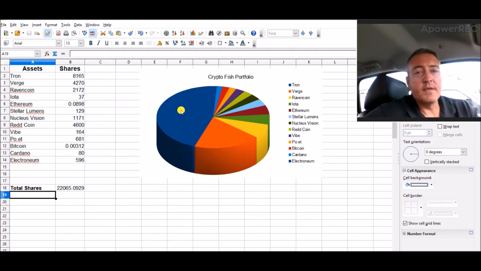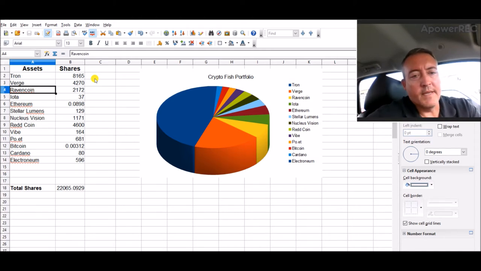Most of that Verge came from my mining efforts. Also, the Ravencoin right here, all of that came from mining. Now Tron, I'm sitting at about 1,000 shares right now of Tron that have come from mining. So what I do with that, I use Mining Pool Hub and I mine Ethereum right now, and I'm converting that to Tron over at the exchange I hold Tron at.